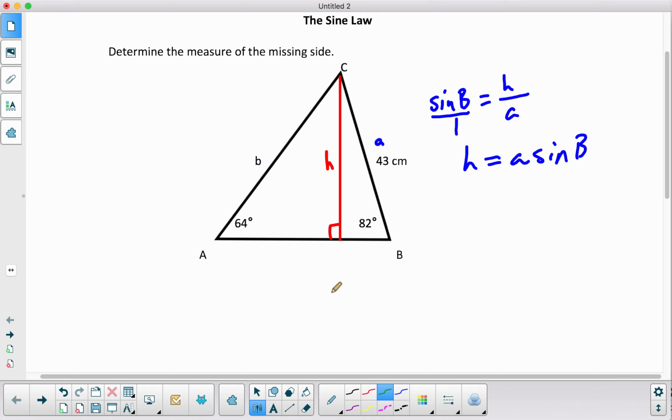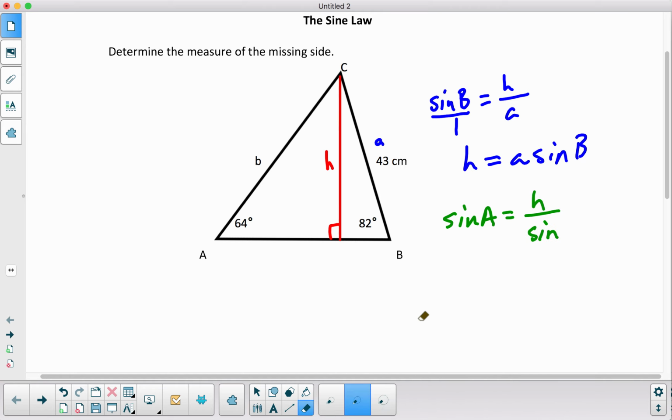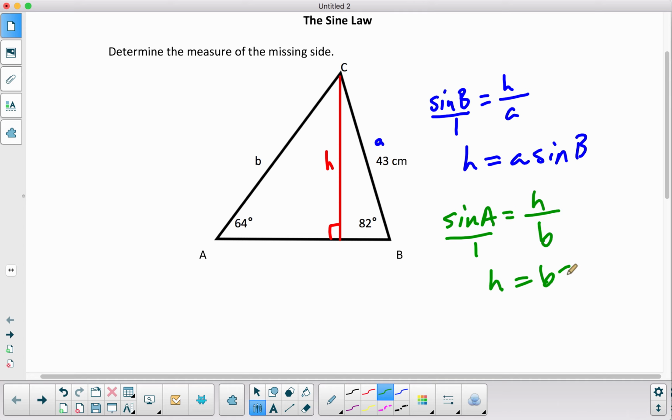And then we could do the same thing with the other angle, angle A. Angle A is 64. Its opposite side is also H, and its hypotenuse would be this side here, B. So we could say sine A is equal to H over B. And then again, we could solve for H. H times 1 is H. And then the other side is B times sine A.